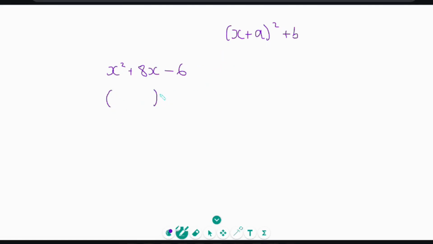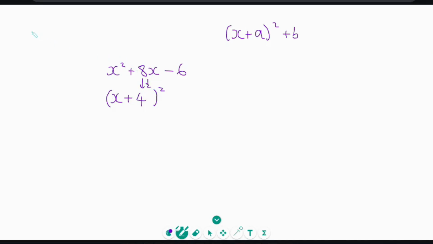Okay, well, we always have a bracket squared, which is a double bracket in effect. X here, plus or minus, depending if there's a plus or minus here. If there's a plus, I'm going to have a plus. If there's a minus, we have a minus. Now, what's half of 8? It's 4. We always half this term here.